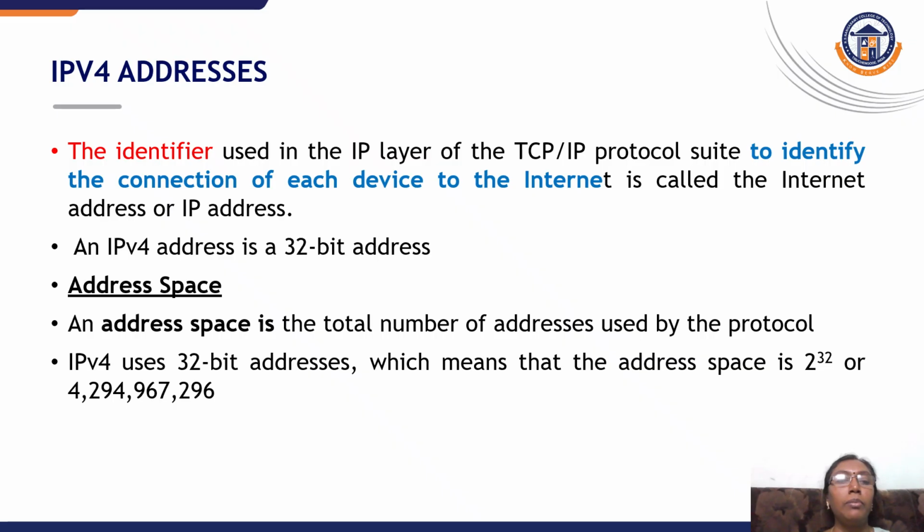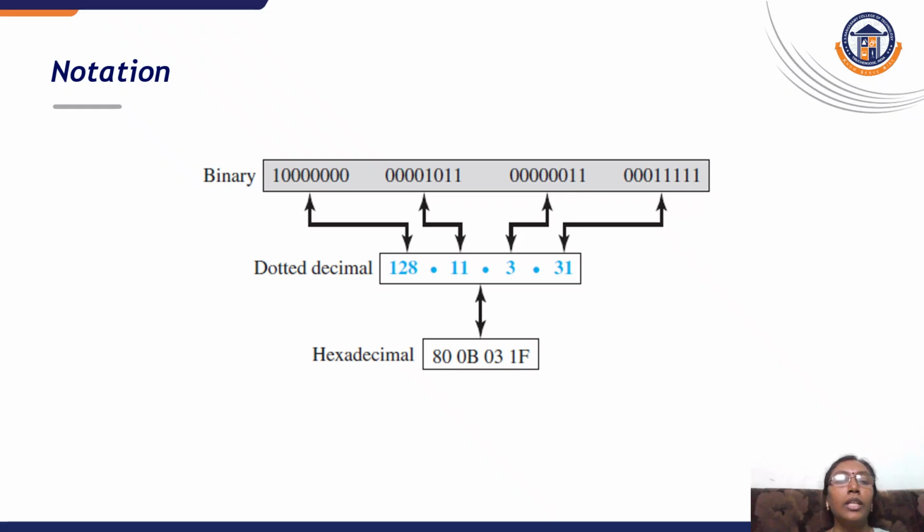So first of all, IPv4 addresses. An IPv4 address is a 32-bit address which defines the connection of each device to the internet. Address space is the total number of addresses used by the protocol. Since it is a 32-bit address, it means that 2 power 32 addresses are available in IPv4. It can be represented by binary notation, dotted decimal and hexadecimal notation.